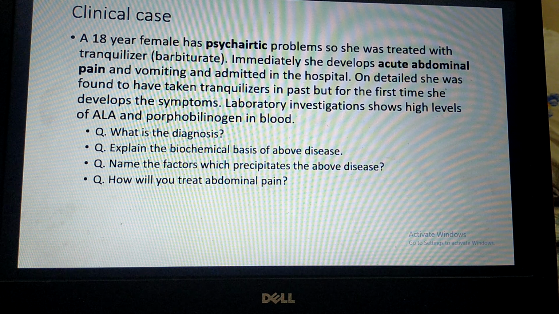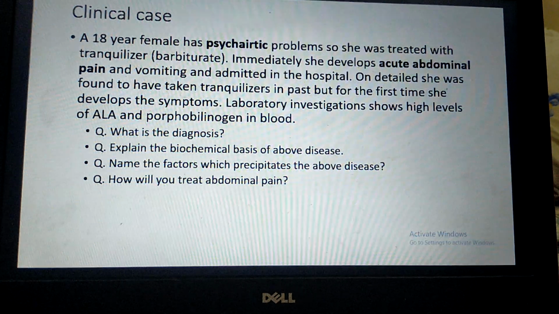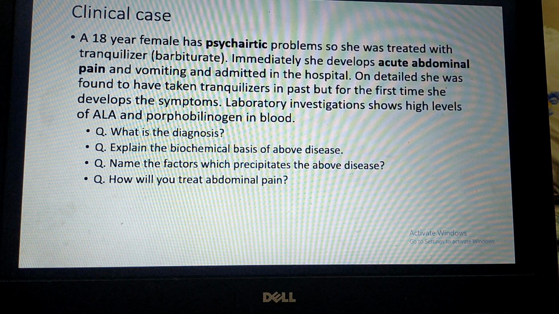Whenever you see acute abdominal pain and psychiatric problems, and at the same time the levels of ALA and porphobilinogen are high, the diagnosis is confirmed. It is a case of acute intermittent porphyria. Next question is, explain the biochemical basis of the above disease.